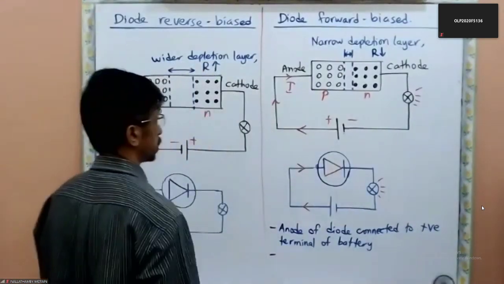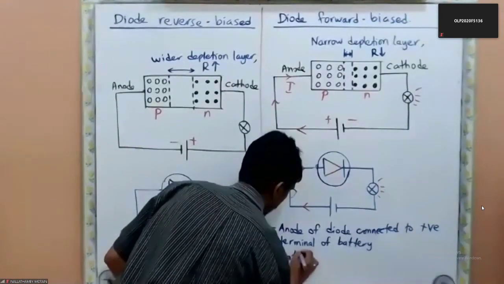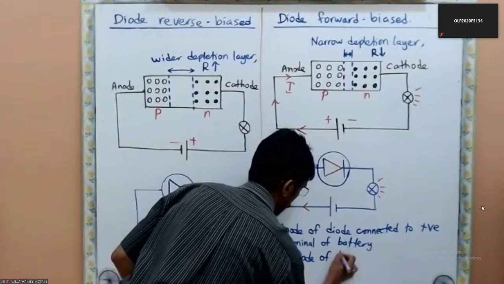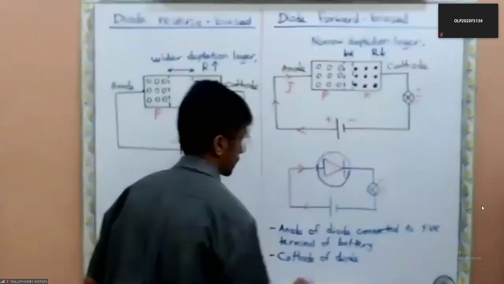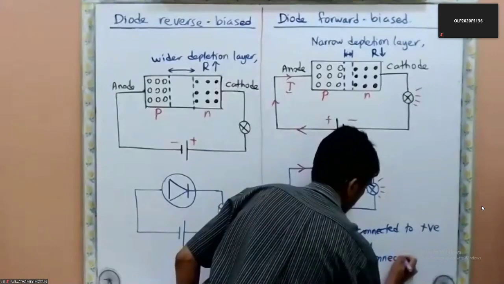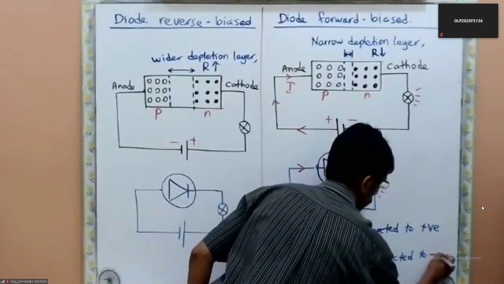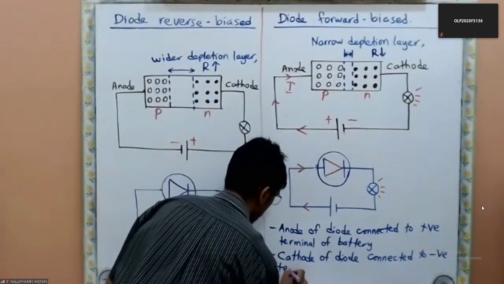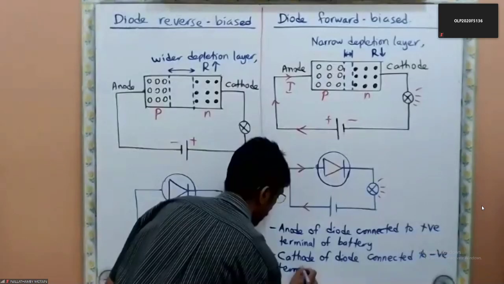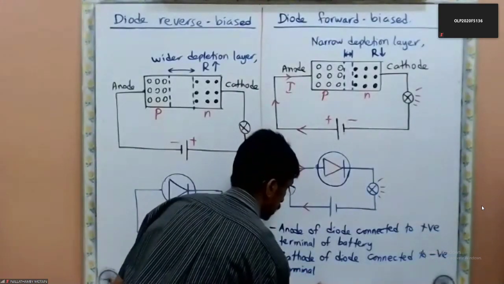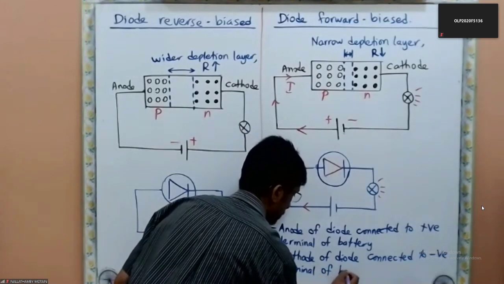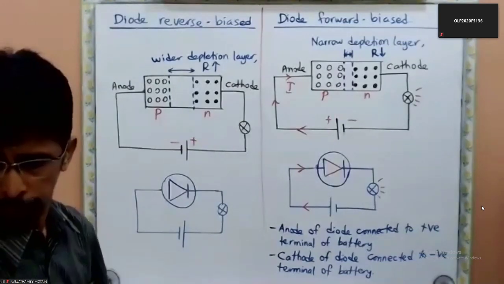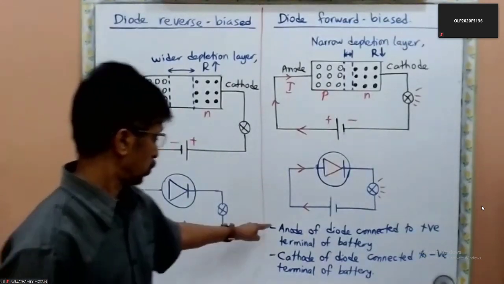The next one is cathode. Cathode or N type. Cathode of diode connected to negative terminal of battery. Okay, 1, 2.